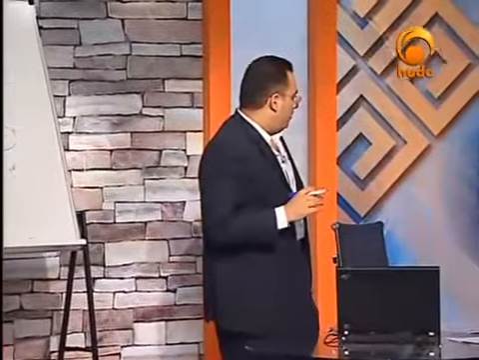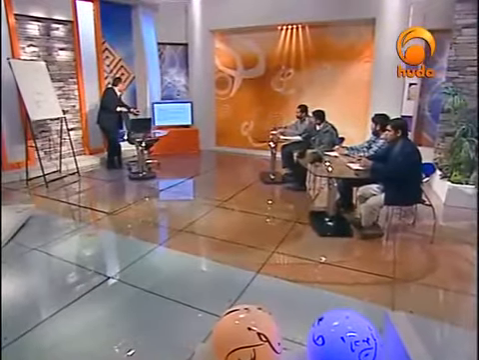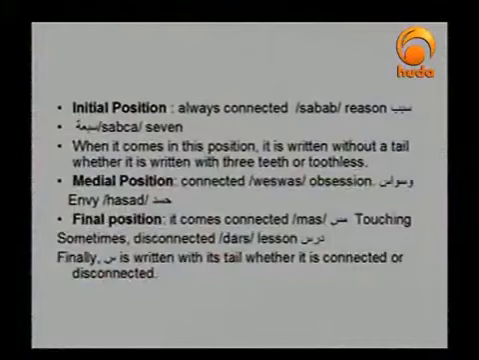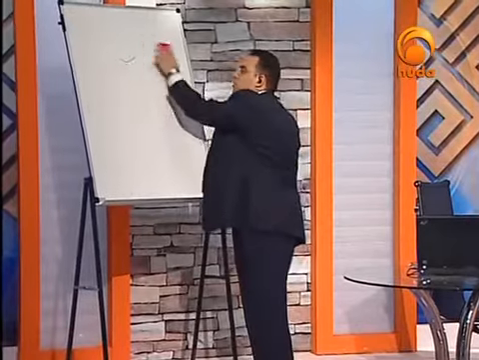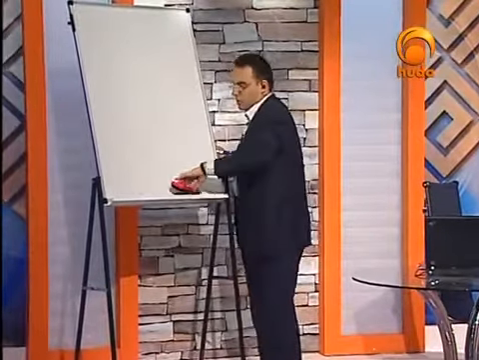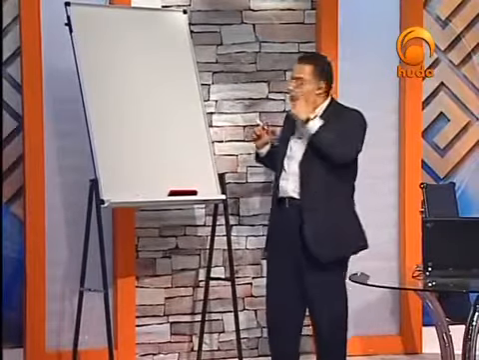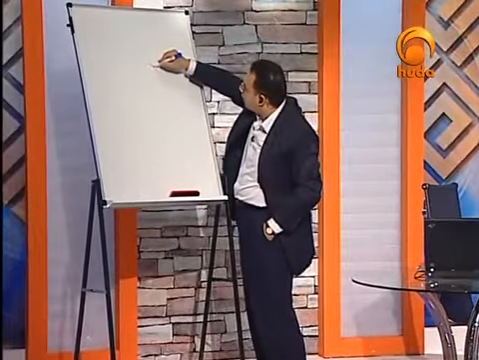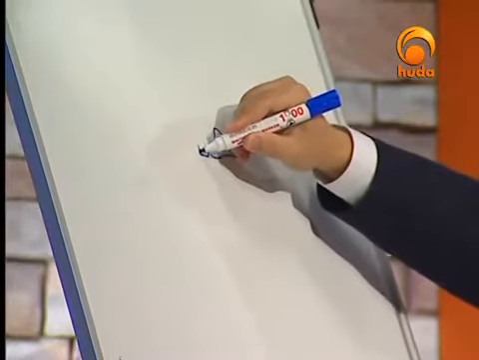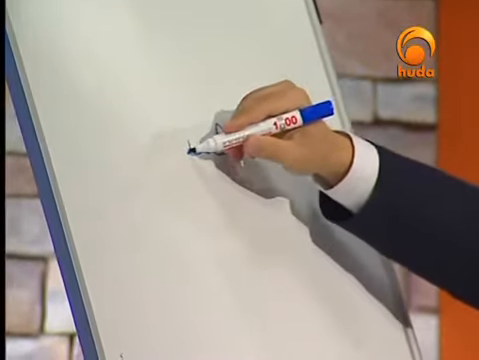When it comes to the medial position, it's always connected. For example, when we say waswas, which means obsession. Sometimes also we say hasad, which means, in English, envy. Let me write that here. So sa in medial position is always connected with the following and with the previous letters. Here it is: ha, and then we write sa with three teeth, and then we make that. Can you see that?